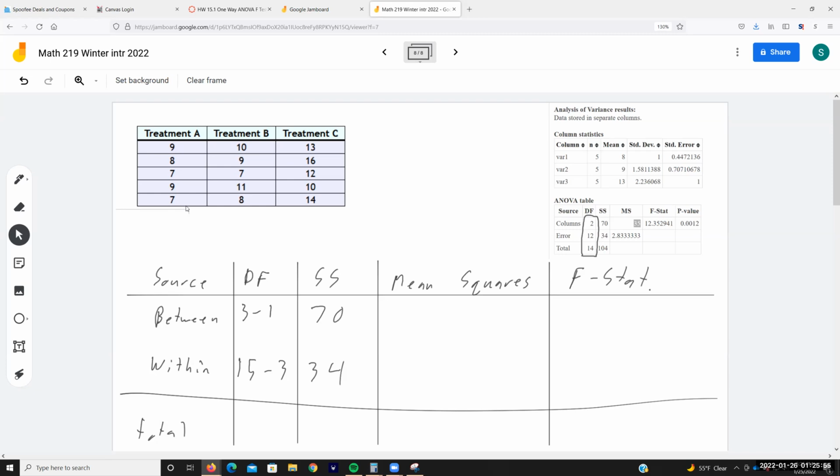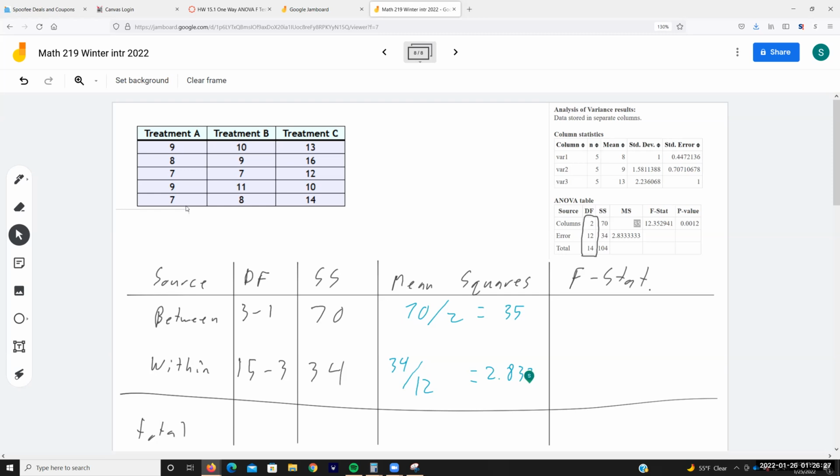So now to do the mean squares, what we actually do is we do 70 divided by 2. Where did that 2 come from? What's my degree of freedom? Okay, so then this would be 34 divided by what number? 12. So if you do 70 divided by 2, notice that we do get that 35. And then do the 34 over 12, notice you do get that 2.833.